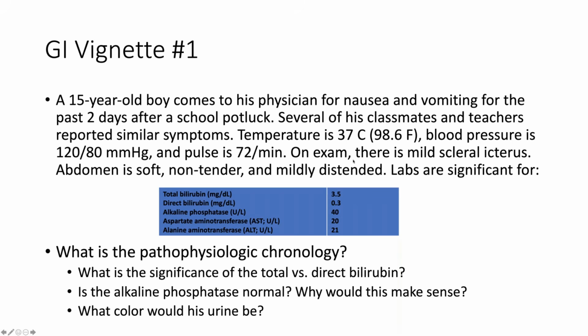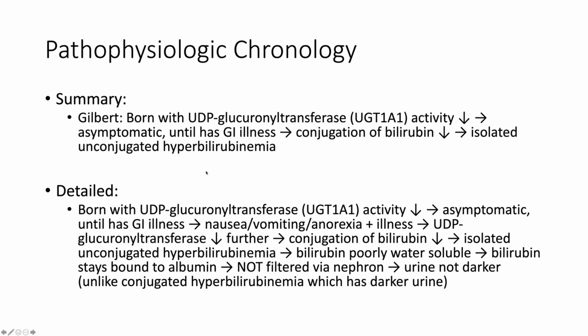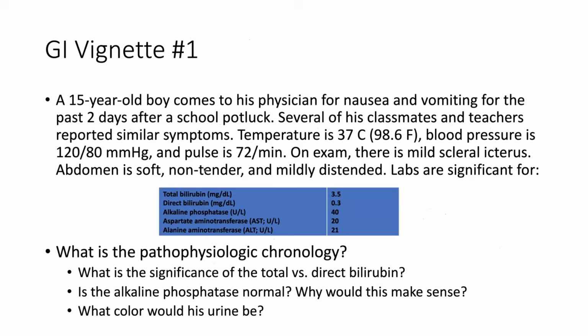In fairness, I probably should have included his hemoglobin in retrospect, because this could be hemolysis. It'd be hard to tie that in with the potluck, but you couldn't eliminate hemolysis by these labs, because hemolysis would also look like this in terms of the labs. So cool, my pathophysiological chronology we already talked about. This is what it would be. Any questions about my analysis of that?